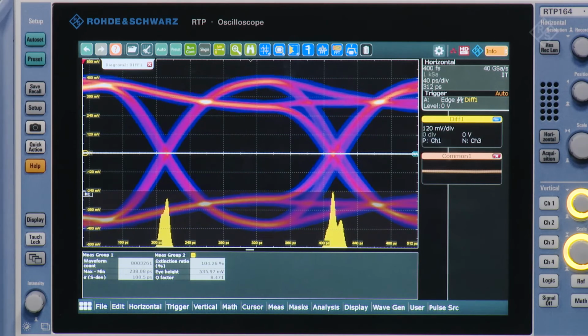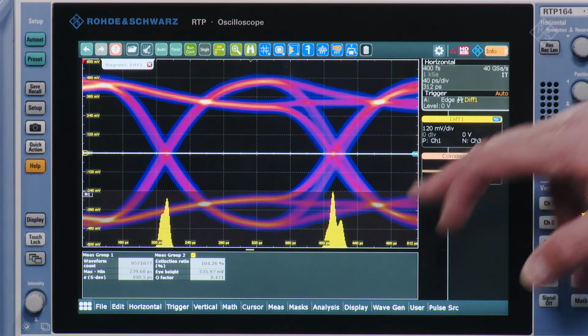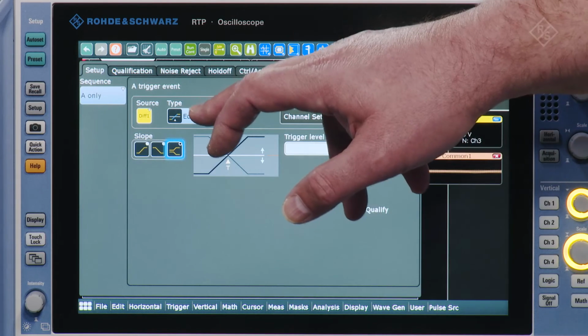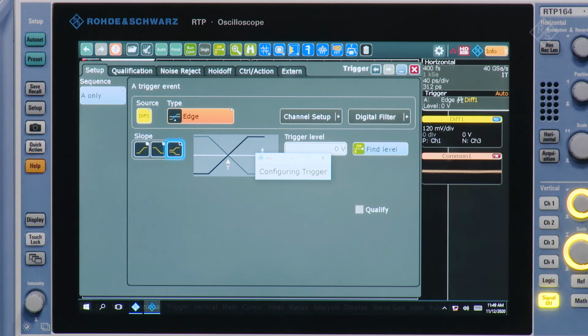Basically, by using the serial pattern trigger on the differential mode. Let's turn that on and see what the outcome is. So we go to the trigger menu, and there we select as trigger type the serial pattern trigger.